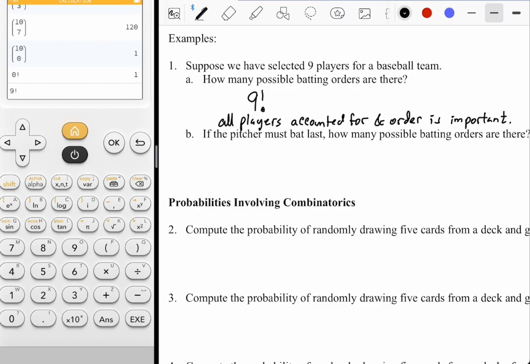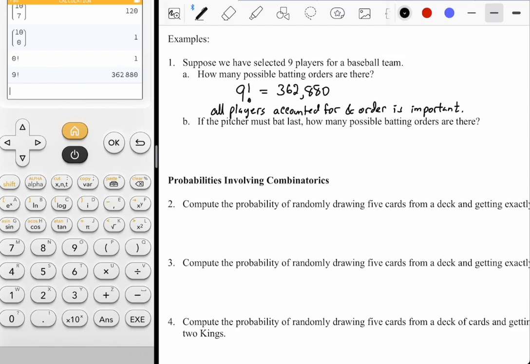So if you're the first person, if you're a starter, you're going to get more playing time than somebody who's in a backup role. And in theory, the starter should be a better player than the person in the backup, although that doesn't always end up being the case. So there are 362,880 possible lineups. Somehow the manager has to sift through all of that and come up with the winning permutation. If the pitcher must bat last, how many possible batting orders are there?